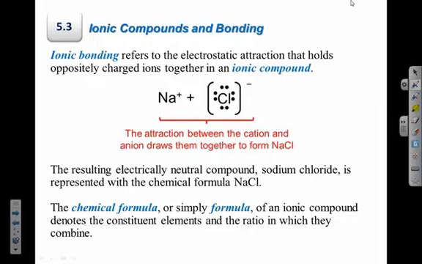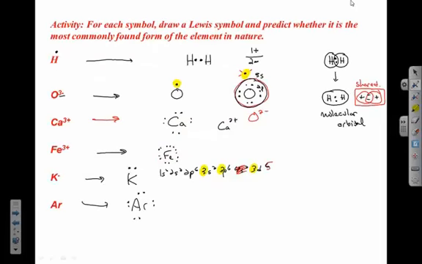There are two types of bonding. One type is covalent bonding, which we'll talk much more about next week. Covalent bonding involves a situation where pairs of electrons are shared between atoms. We'll talk much more about that later.